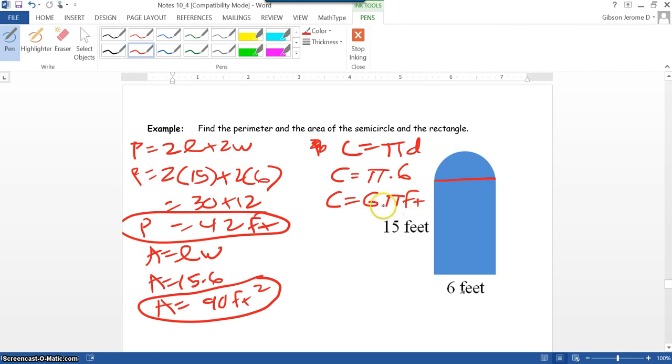Now you have a calculator. You could put this in your calculator, 6, and then multiply by the pi key in your calculator. And I want you to round it to 2 decimal places. So this is your circumference.